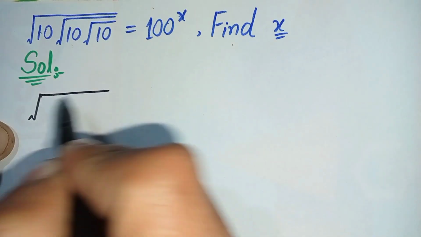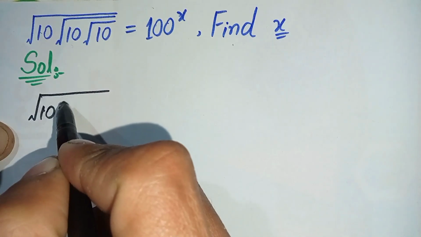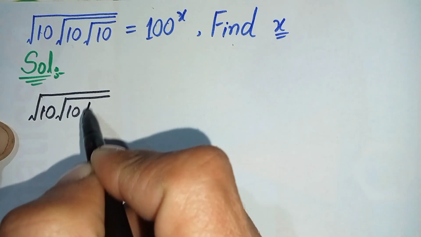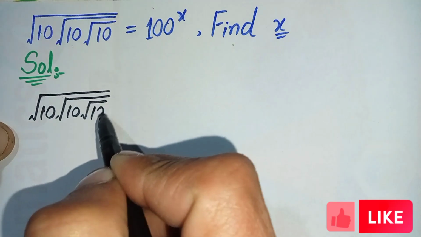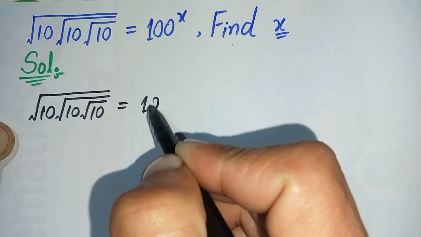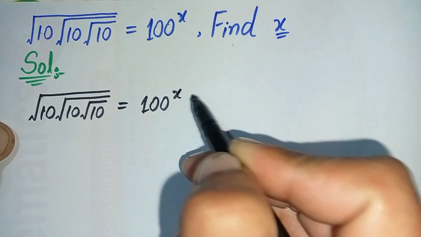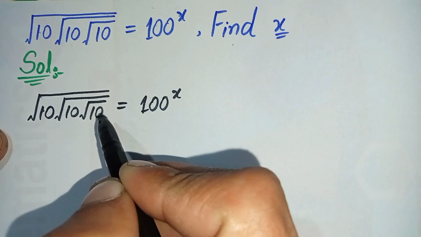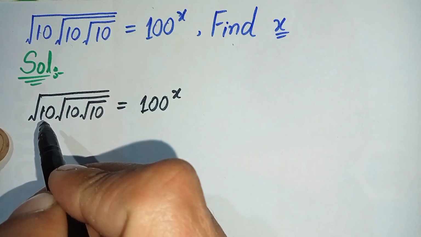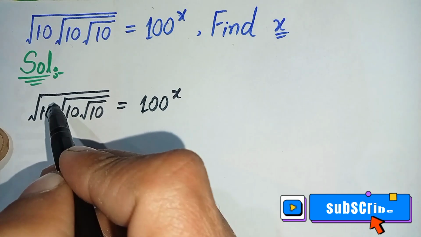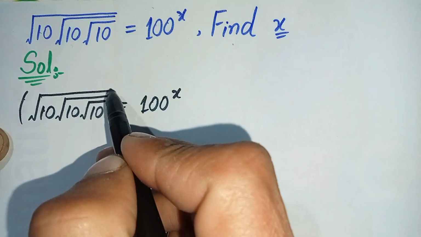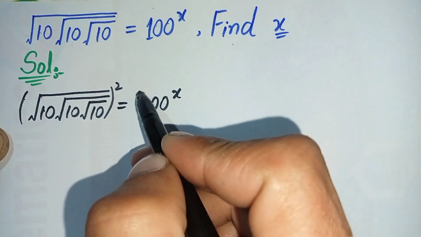square root of 10 times square root of 10 times square root of 10 is equal to 100 raised to power x. Now first of all, I will try to eliminate this square root from the left hand side. So to eliminate this square root, we will take square on both sides. So let us take square on both sides.